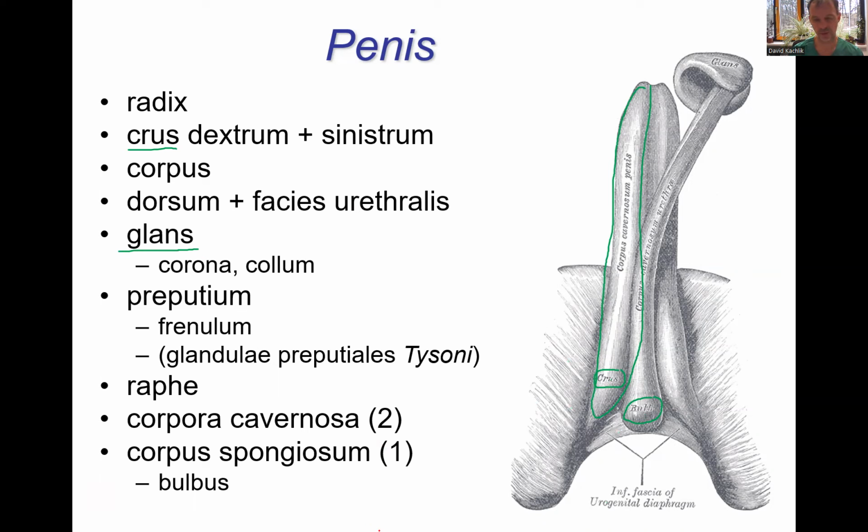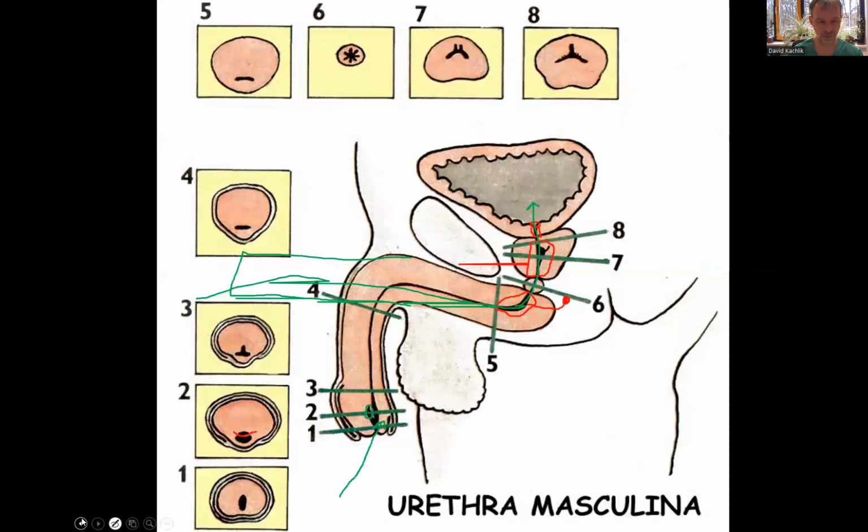So these are three erectile bodies, and the penis as a whole has a root, then a body, and then a glans. It has two surfaces, the dorsal surface and the urethral surface. The dorsal surface is this one, that's the dorsum, and the urethral surface is this one.